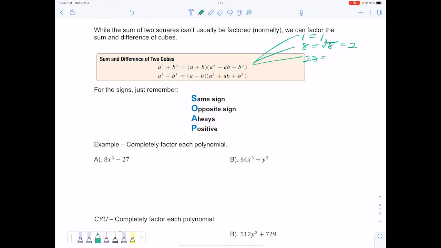27 is a perfect cube because the cube root of 27 is 3, because 3 times 3 times 3 is 27, and so on.